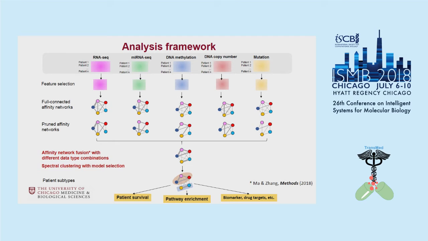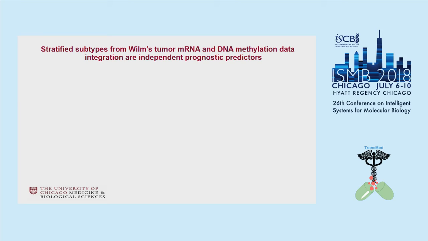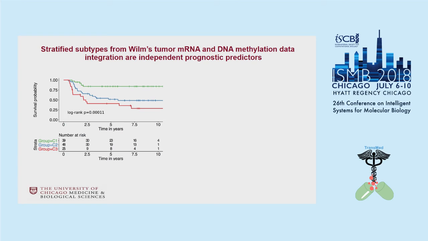For that fused network, we applied spectral clustering with model selection to determine the optimal number of clusters. Once we get the optimal number of clusters, we can do survival analysis, pathway analysis, and all other kinds of analysis. By applying the framework to the Wilms tumor, we are able to stratify the patients into three subtypes. As you can see from the Kaplan-Meier plot, they have statistically different survival probabilities.